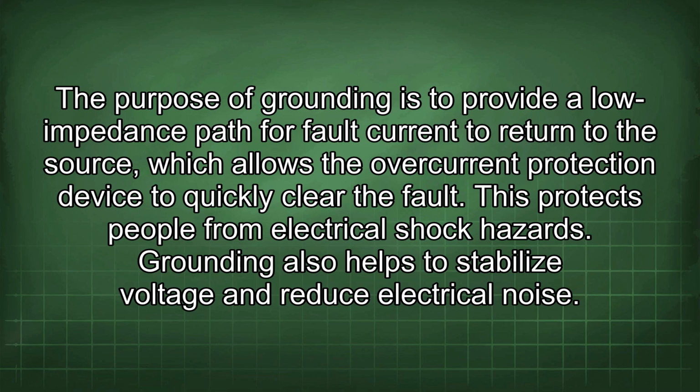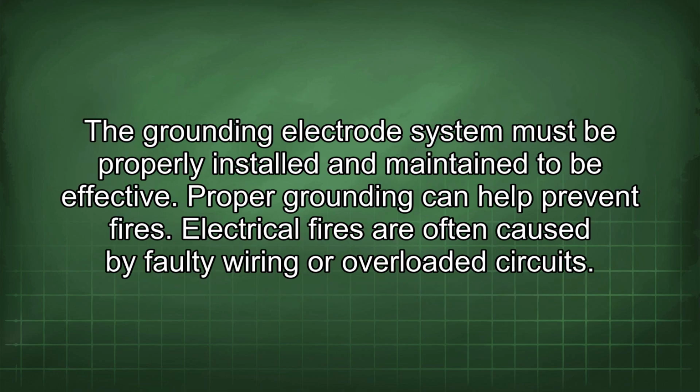The purpose of grounding is to provide a low impedance path for fault current to return to the source, which allows the overcurrent protection device to quickly clear the fault. This protects people from electrical shock hazards. Grounding also helps to stabilize voltage and reduce electrical noise. The grounding electrode system must be properly installed and maintained to be effective.